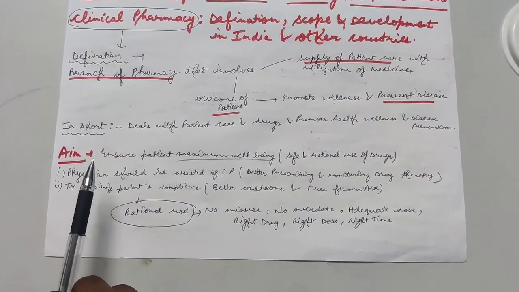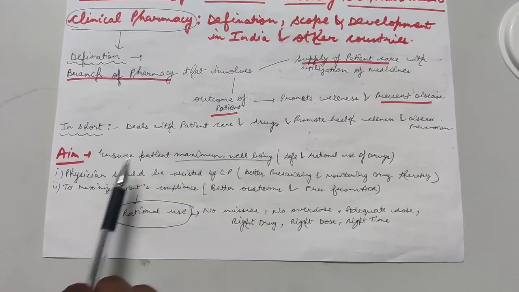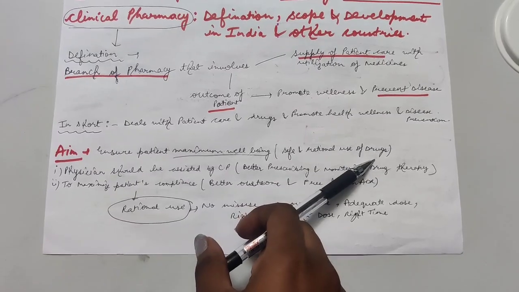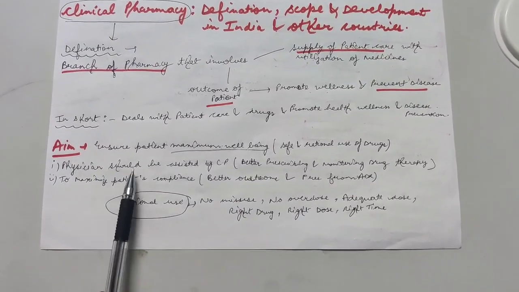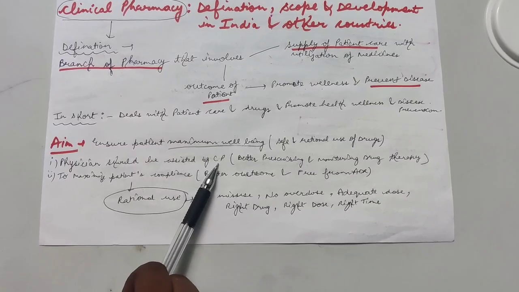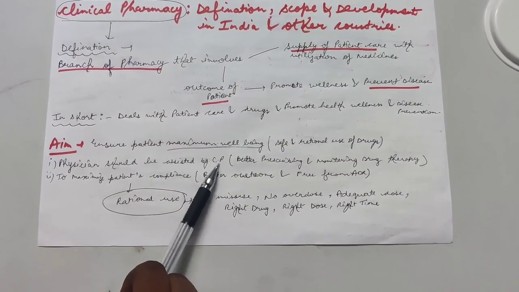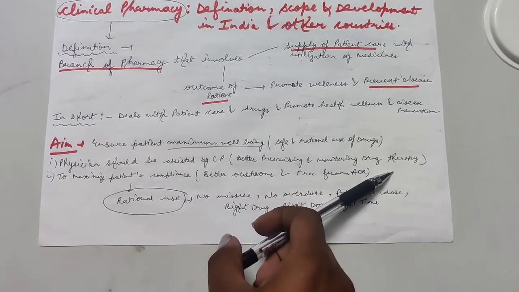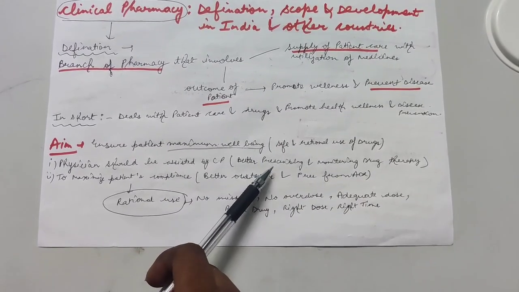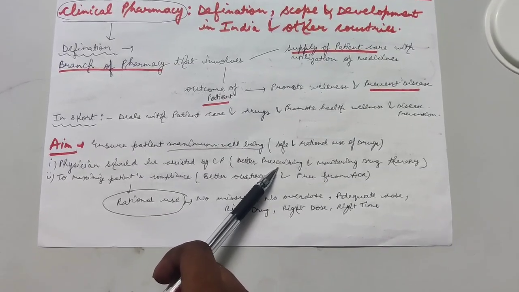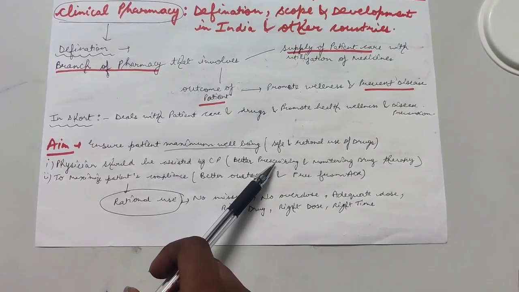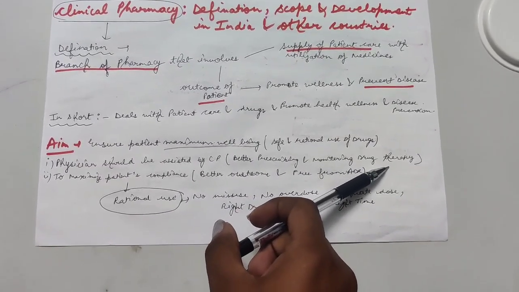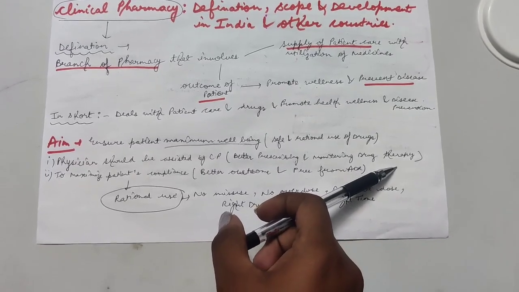Next, aim of clinical pharmacy: ensure patient maximum well-being, that is safe and rational use of the drugs. Second, physician should be assisted by clinical pharmacist. CP is here, clinical pharmacist. That better prescribing should be there and monitoring of drug therapy. That the doctor should prescribe the drug accordingly to the patient disease condition state, and drug therapy should be monitored daily by the nurses at frequent intervals.